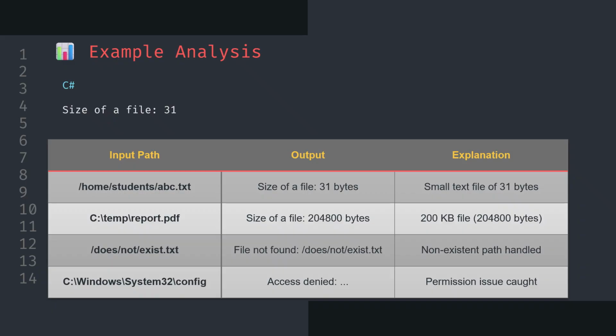These examples show typical outcomes. A correct size printed, a friendly file not found message when the path is wrong, and an access denied message for protected files. When testing, remember Windows paths need backslashes, and Linux uses forward slashes. For automated scripts, pass the path as a command line argument instead of using Console.ReadLine.